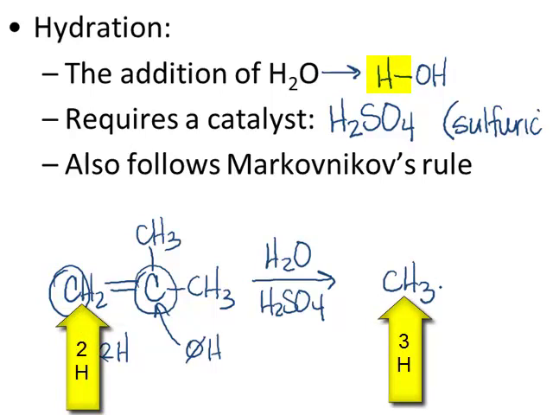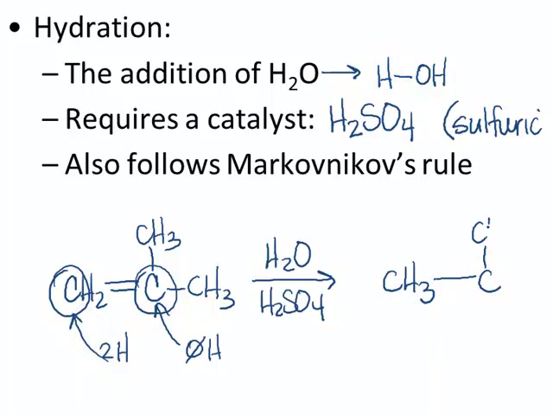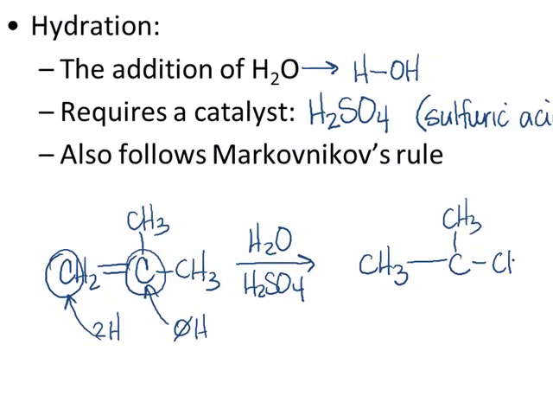I have a new hydrogen attached to that carbon, a single bond, and on this side I have the remaining carbons that were already present along with a new group, OH. This would be my final product. It's an example of my major product or my Markovnikov product, and it's the one most scientists would be looking for.